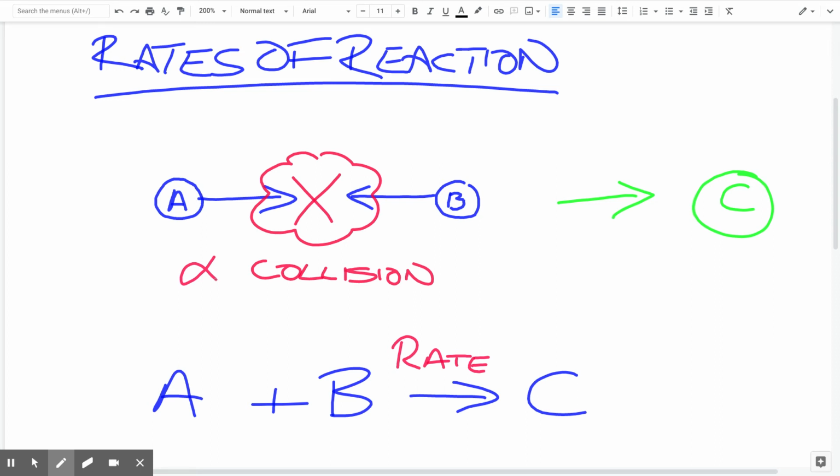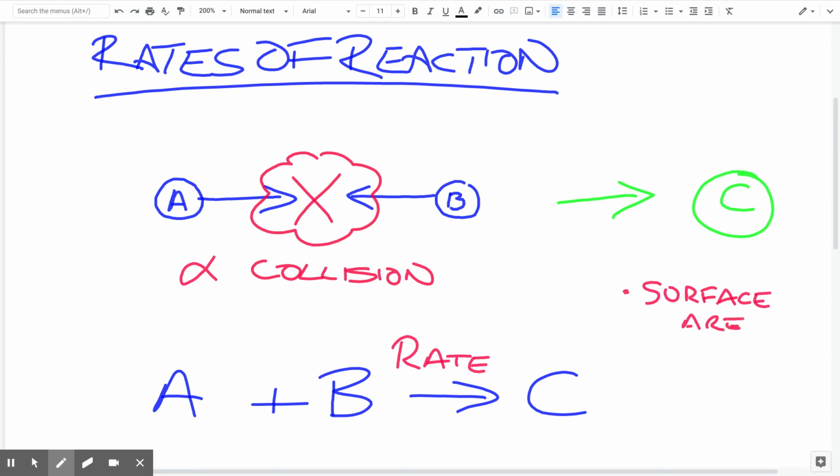So what we're going to do over these next few clips is look at how we can affect the number of collisions per second between particle A and particle B. We're going to look at a number of different areas. We're going to look at surface area, so we'll look at a solid reacting with a solution on top of it, marble chips and hydrochloric acid, for example.